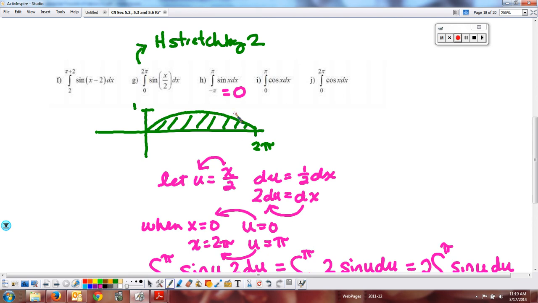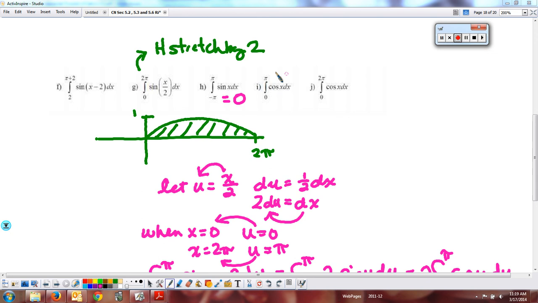Now that's when you have an odd function. What happens when you have an even function? With an even function, you are basically going to have twice the area, because whatever is on one side is a mirror image over on the other. So that's one of the other things that you're going to be working at, using the symmetry to help evaluate your definite integrals.